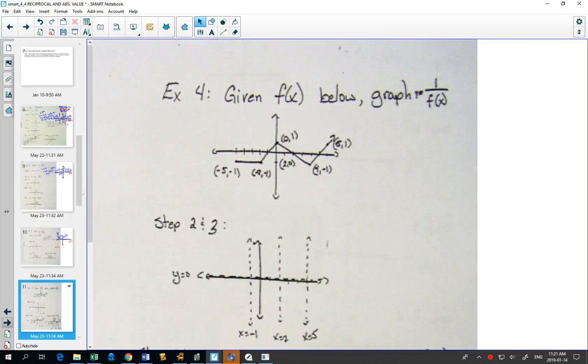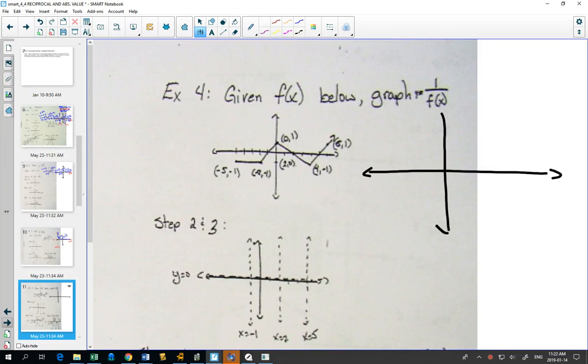So, given f of x below. Sometimes you're given the graph, which means step 1 is done for you. Even better. So then, right beside it, step 2, asymptotes. Do we have any x-intercepts? Yes. We have 3 of them. We have an x-intercept at -1. So we will have a vertical asymptote at -1. We have another x-intercept at 2. So we have a vertical asymptote at x equals 2.